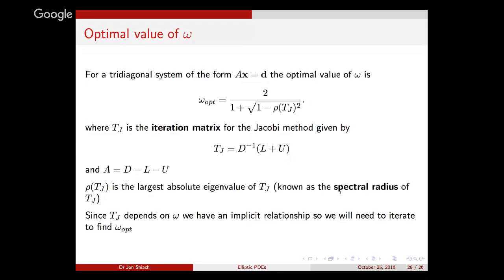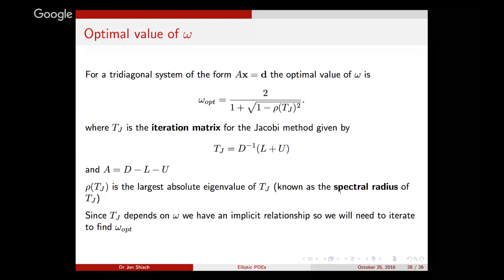Rho TJ is known as the spectral radius, and that's the largest eigenvalue of TJ. So we can calculate that, probably best off using a computer package to do that. So for rho TJ, you calculate TJ, you calculate the eigenvalues of TJ, and you take the largest one. Therefore, that will give you the optimum value of omega.